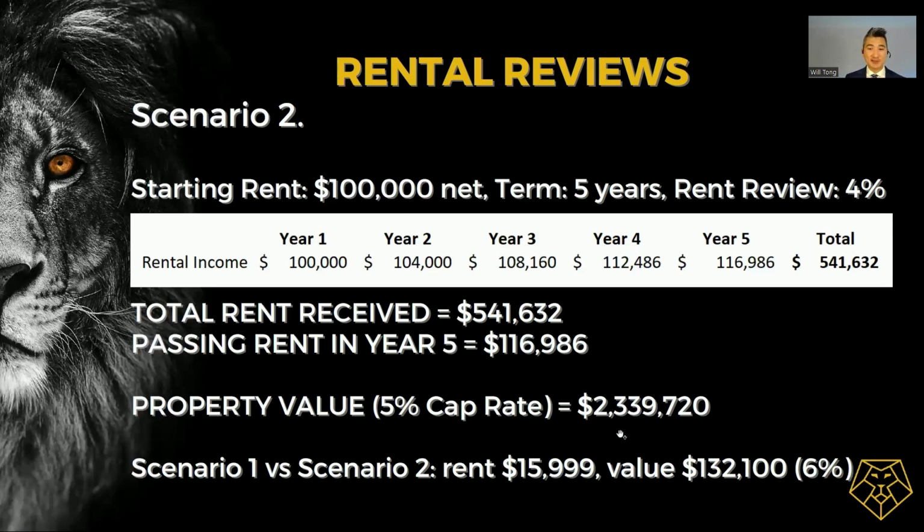And if you apply the same cap rate, the property will be valued at $2,339,720. So in scenario 2, over the 5-year term, you would receive an extra $16,000 in rent and an extra $132,000 in property value. You see the profound effect it has just by adjusting the rent review by a small magnitude of 1.5%. You've affected over 6% of your profits. Okay, or not profits, sorry, of your property value, which is huge. So don't be afraid to negotiate a little bit harder on the rental reviews.